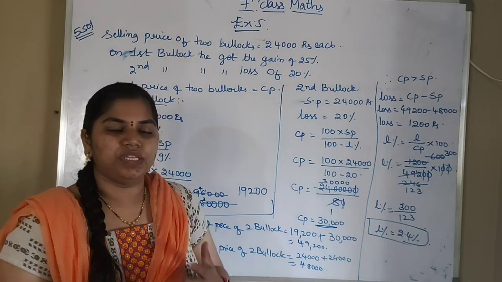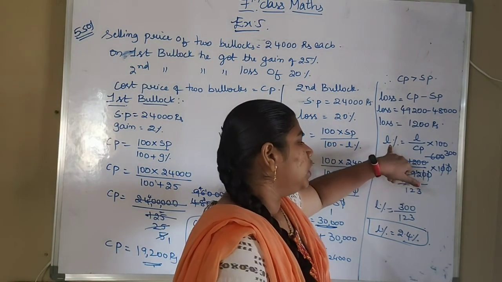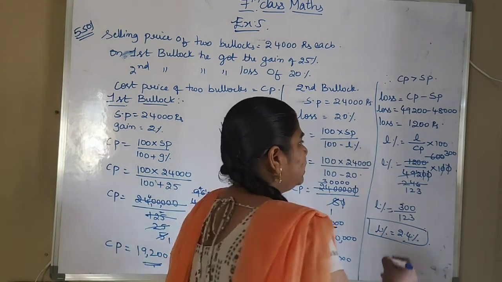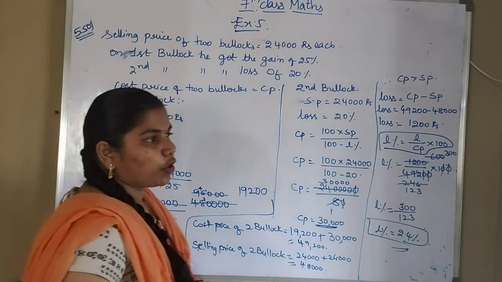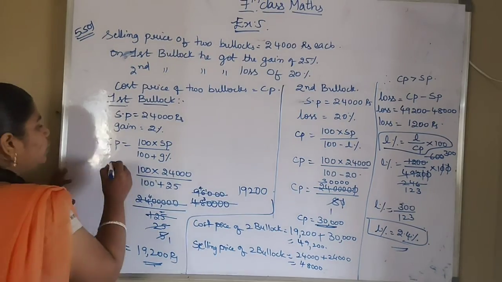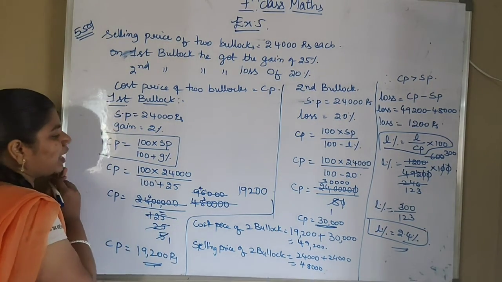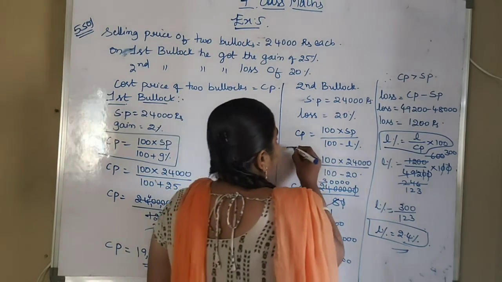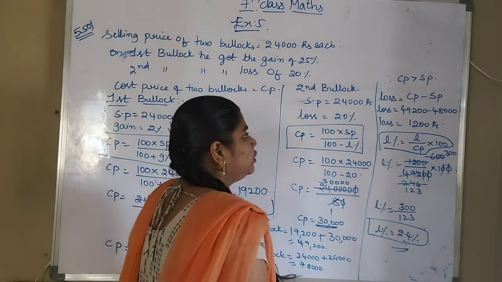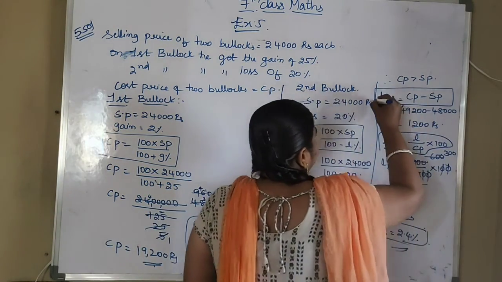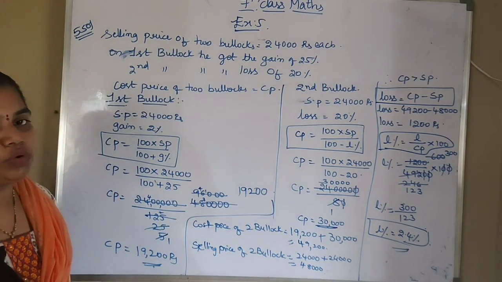That 1,200 rupees we have to convert into a percentage. How to convert into a percentage? Loss percentage is equal to loss by CP into 100. If you do this, you will get 2.4%. In this, you have used 4 formulas. One is CP is equal to 100 into SP by 100 plus gain percentage. Another is CP is equal to 100 into SP by 100 minus loss percentage. Here, loss is equal to CP minus SP and loss percentage is equal to L by CP into 100.